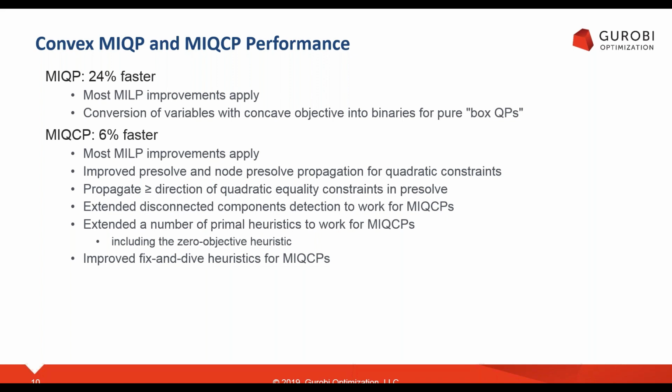And then we also improved our heuristics so that now many of the already existing heuristics for MILP now also work for models with quadratic constraints. And that improves performance for proving optimality, usually only a little bit, but you will probably see a better behavior in terms of finding good feasible solutions earlier if you are solving MIQCPs with Gurobi 9.0.